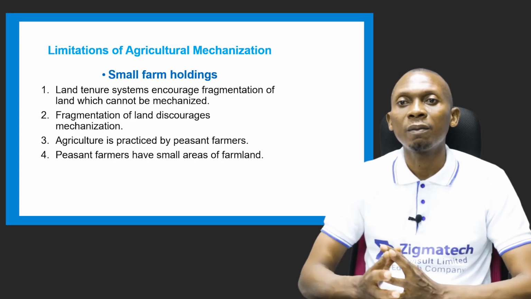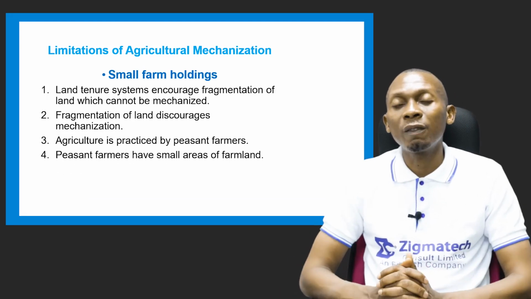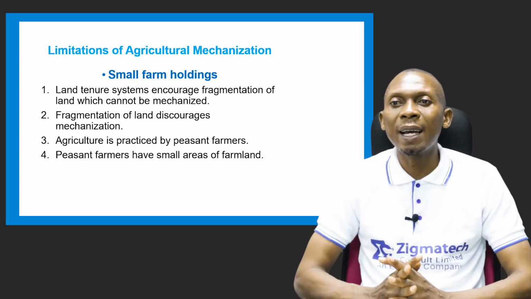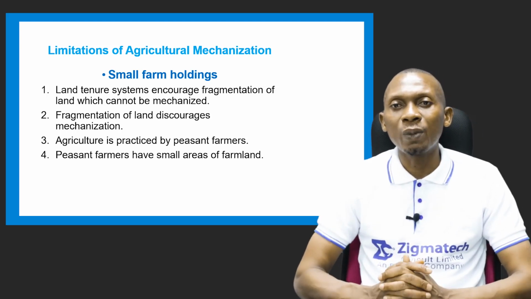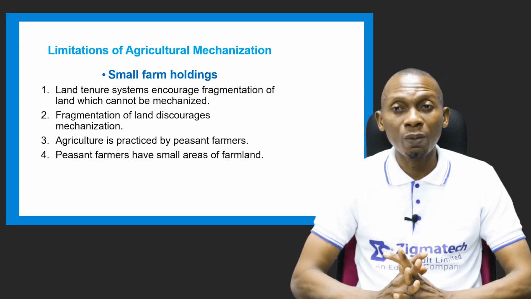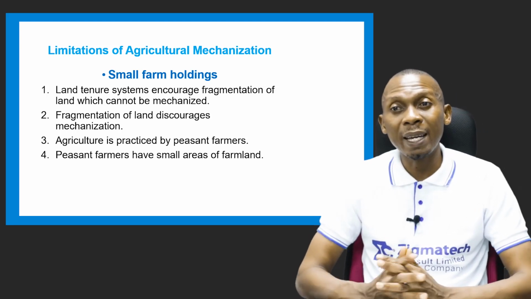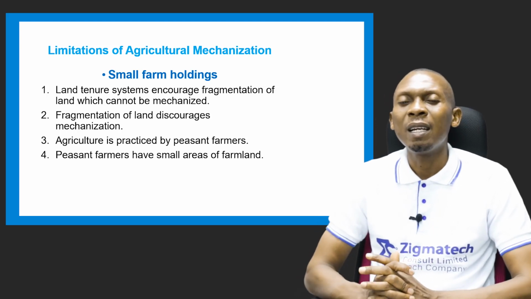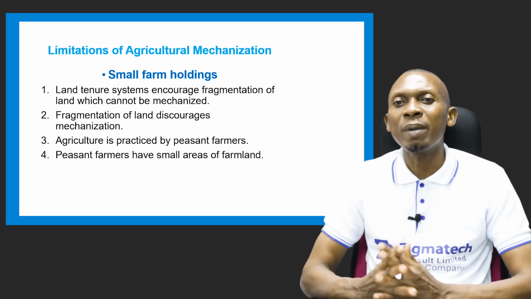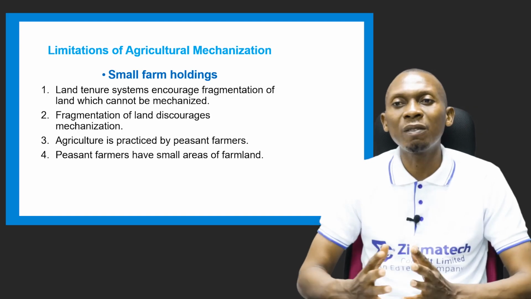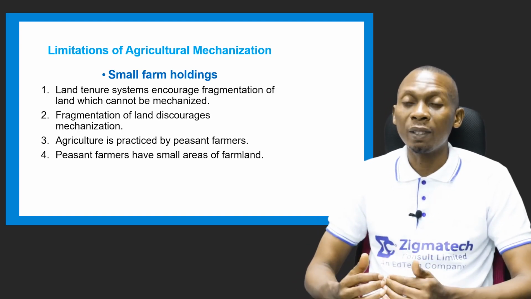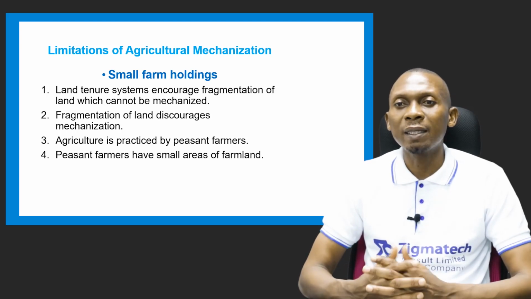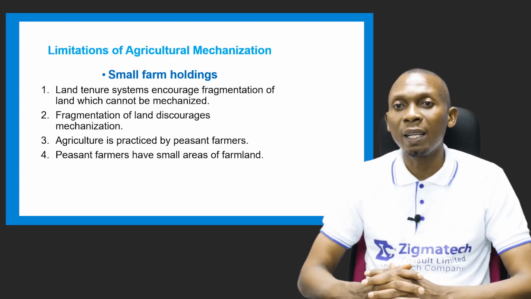Another limitation of agricultural mechanization is small farm holdings. This has to do with the size of the farmlands in West Africa. Now, the land tenure system in West Africa, which is basically by inheritance, which encourages fragmentation of land, does not encourage mechanization, because the sizes of the land being inherited are usually small, and this can prevent mechanization, which requires a large area of land.